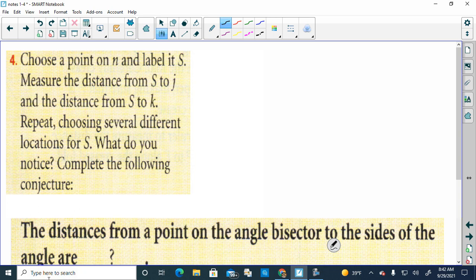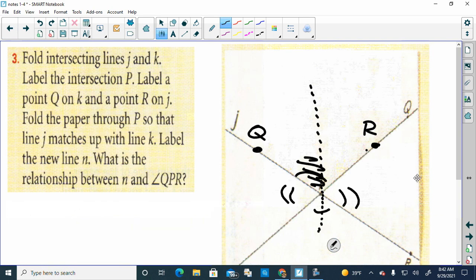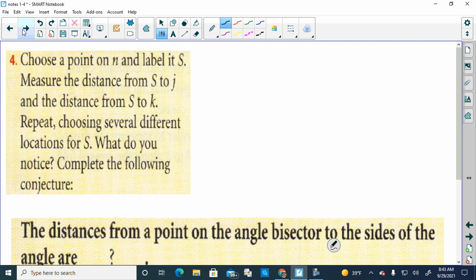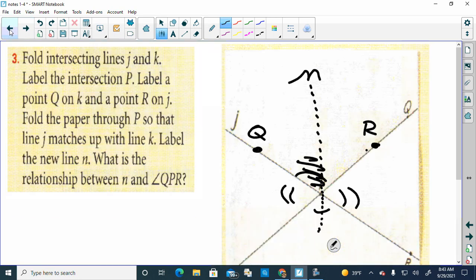Okay, you're going to label that new crease. Just draw in the angle that you chose. Don't do the whole thing, because it'll go through the two angles that are congruent to each other. When you made your crease, it was a crease that went through two angles. I only want you to fill in the one that you chose. Okay, so fill that one in. We're going to call that line N. And then on line N, you are going to label a point S, because we don't already have S in place.